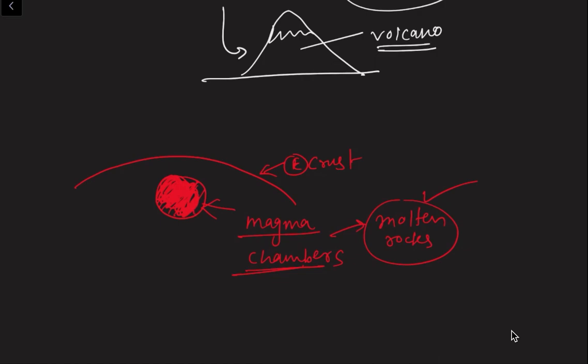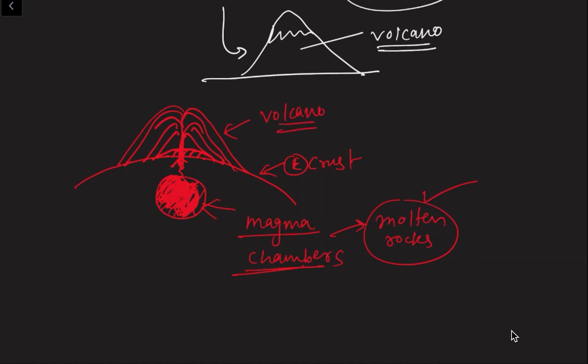Now these molten rocks try to come up to the surface. They always try to push the Earth's crust. Sometimes it breaks, and when it breaks, the lava oozes out, and you get what is called a volcanic mountain. The process is volcanism, but the feature that we get is the volcano.